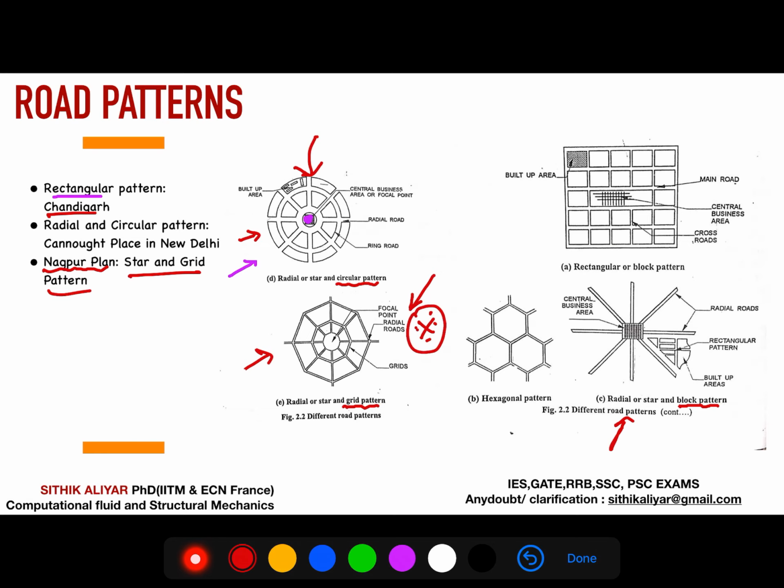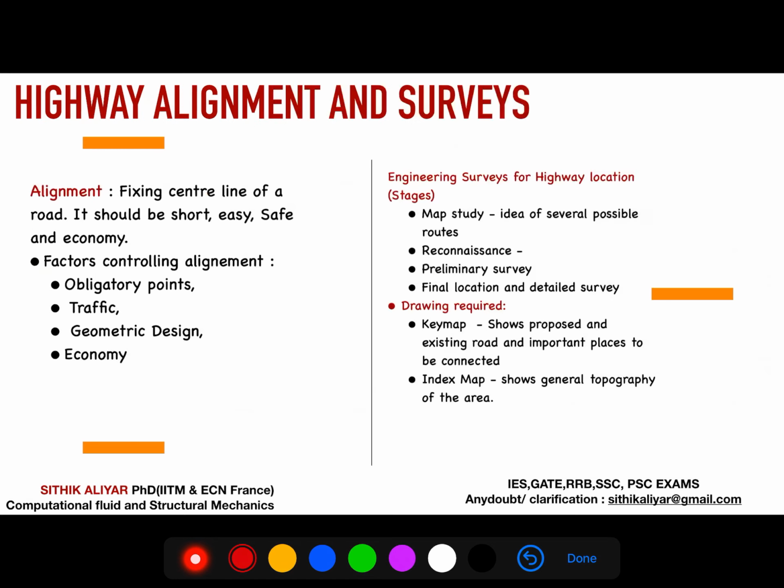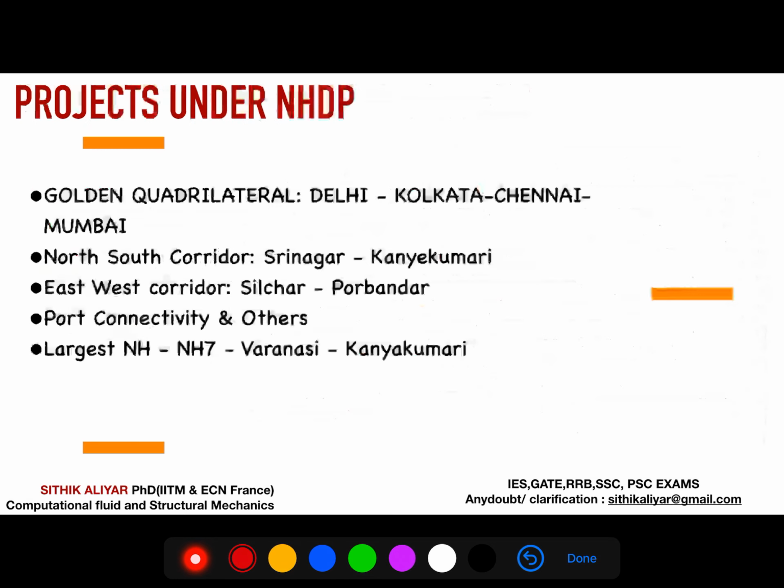So I have given you some inputs. You can use them if required somewhere. These are the different types of road patterns.